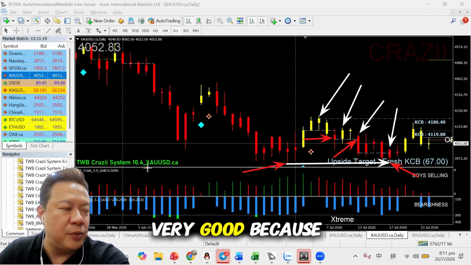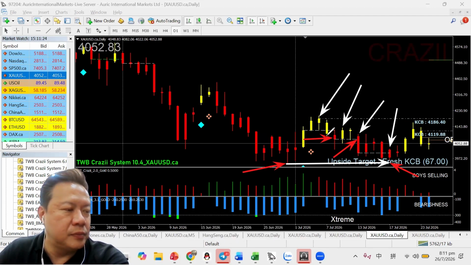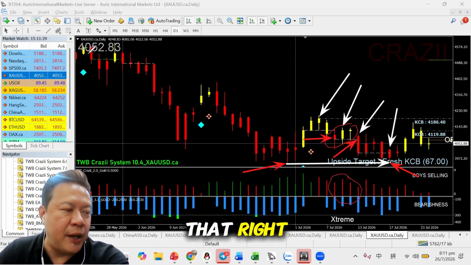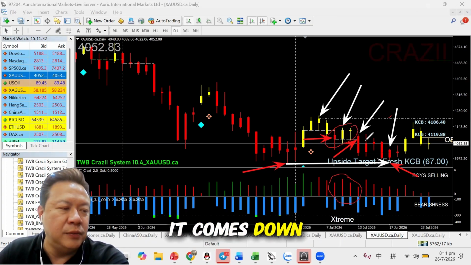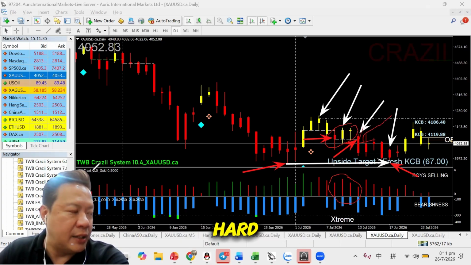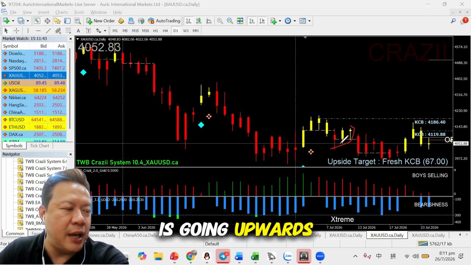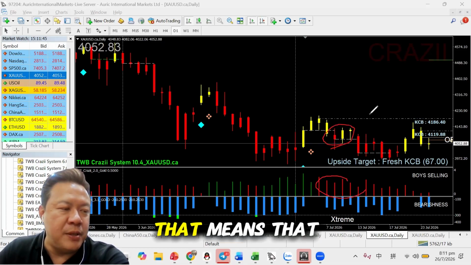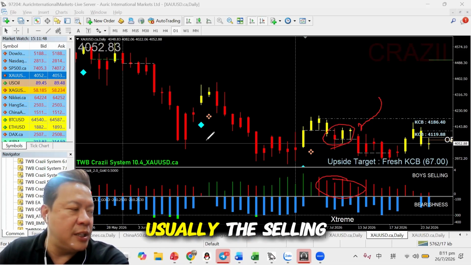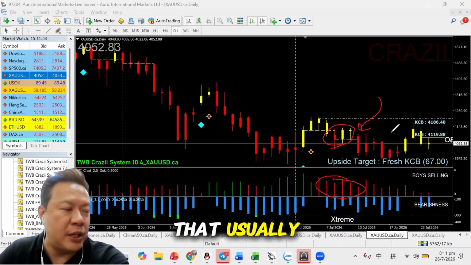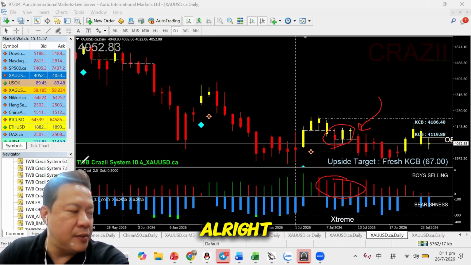Now this sell is very good because if you notice carefully, the market here went up, but the KSI remained red. So because of that, we know that once the market comes down, it will really sell hard. Now, one thing that I like to see is whenever the market is going upwards and the KSI is red, that means that once the market breaks down, usually the selling will be strong and it will be able to go down to the target level that it usually goes to. All right.